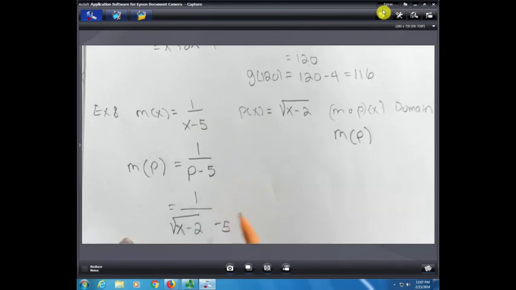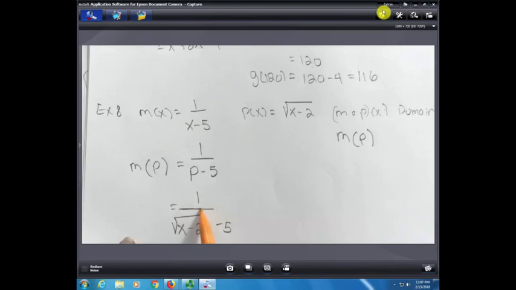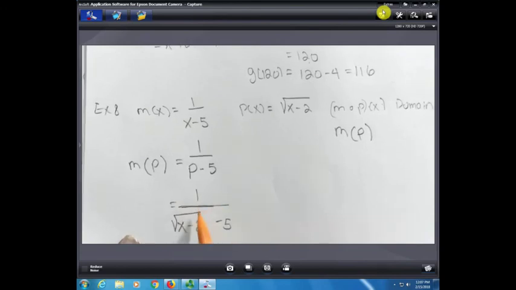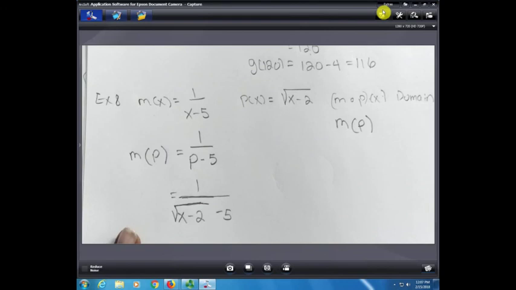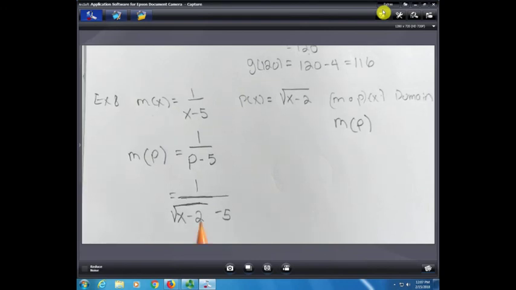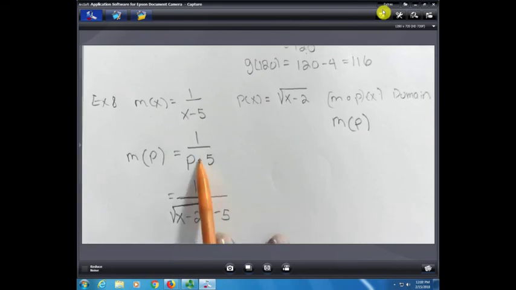And then minus 5. Now let's look at this. Can a square root be negative? No, it can't be negative. This negative 5 is outside the square root. It's just this minus 5 here.